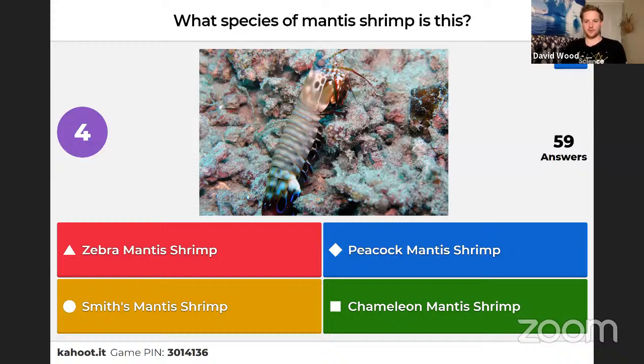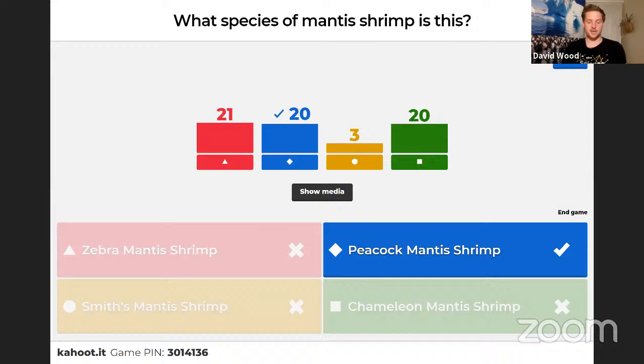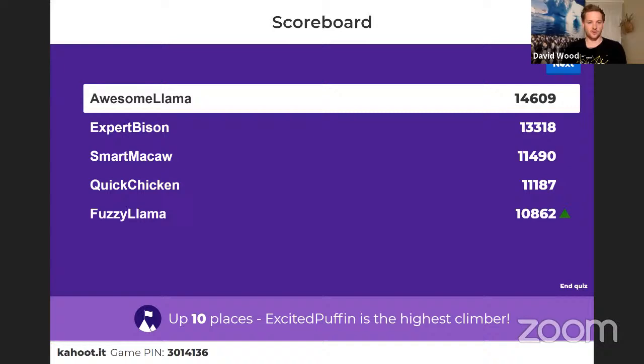This is a peacock mantis shrimp. Answers pretty scattered there, so well done for those of you who got it. Awesome Llama, you just keep sweeping up. Well done.